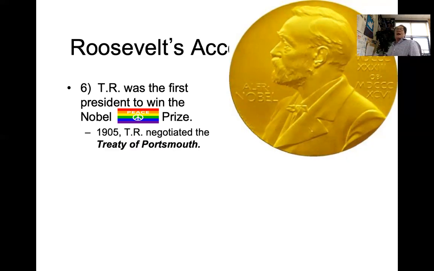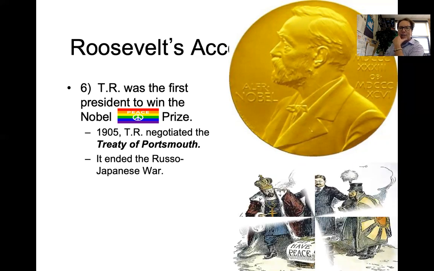So in 1905, Theodore Roosevelt negotiated a treaty that officially ended a war, which I'll talk about in a moment. It's called the Treaty of Portsmouth. This was the very first war that was fought at the beginning of the 20th century. It's called the Russo-Japanese War. You might learn about it next year when you guys are taking world history at Stevenson High School.